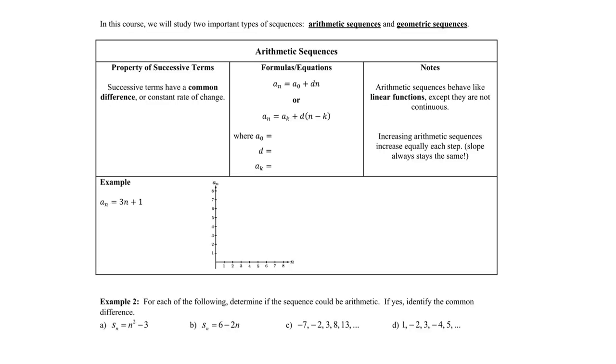So in AP Pre-Calc, we're going to look at two different types of sequences: arithmetic sequences and geometric sequences. Remember, a sequence is just a list of numbers, okay? In an arithmetic sequence, we're going to have a common difference between each term, right? Or a constant rate of change. If you remember back in the last unit, when we had a constant rate of change, we had a linear function.